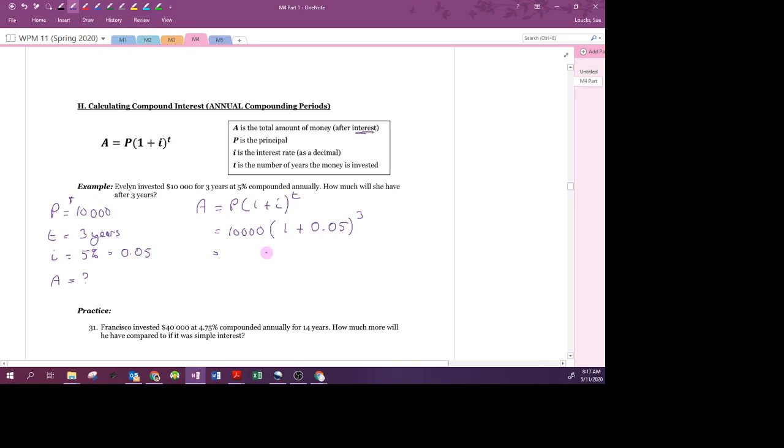So I put that in my calculator. I get $11,576.25. And again, remember, you're going to round that to 2 decimal places. Okay? Go do the practice, and I will see you on page 13.